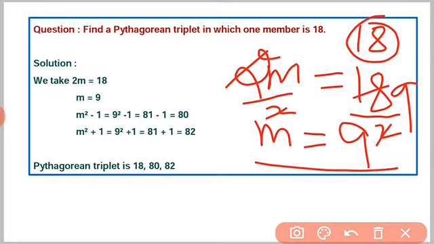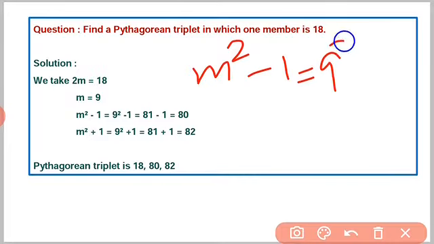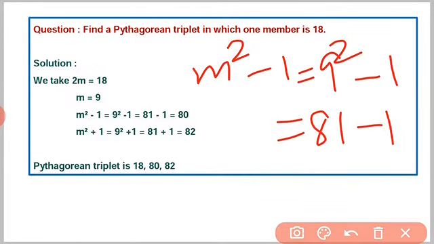Now we got the value of m, 9. One of the members is 18, so we will not equate in this 2m. We will substitute the value of m in m squared minus 1 and m squared plus 1 to get the other members. So when we substitute the value for m in m squared minus 1, we get 9 squared minus 1. What is the square of 9? It is 81. So 81 minus 1 is 80. So the second member is 80.